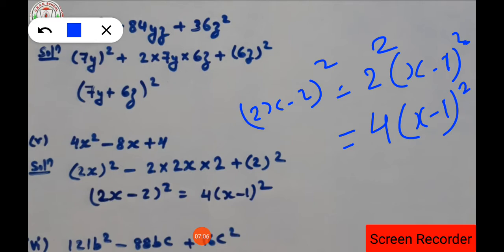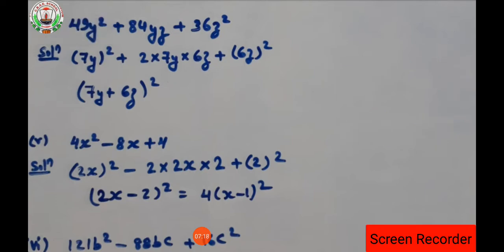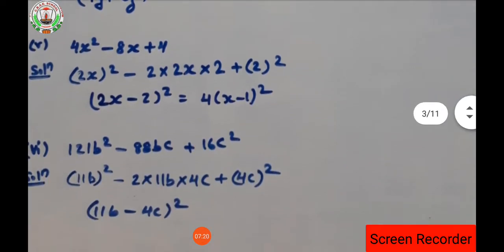Understood why it is 4? Because when we are going to take 2 as a common from both the terms, along with the 2 the square will also come out. So 2 into 2 will be 4. Clear? Next question, sixth part.